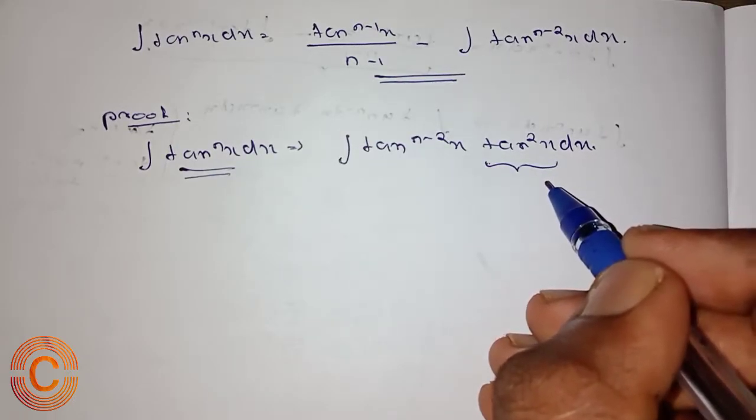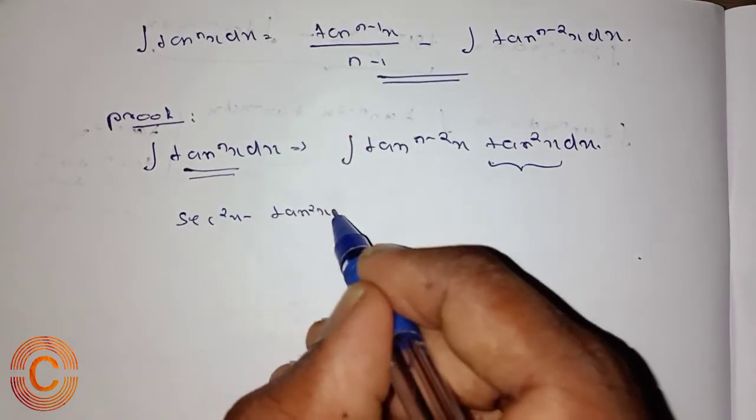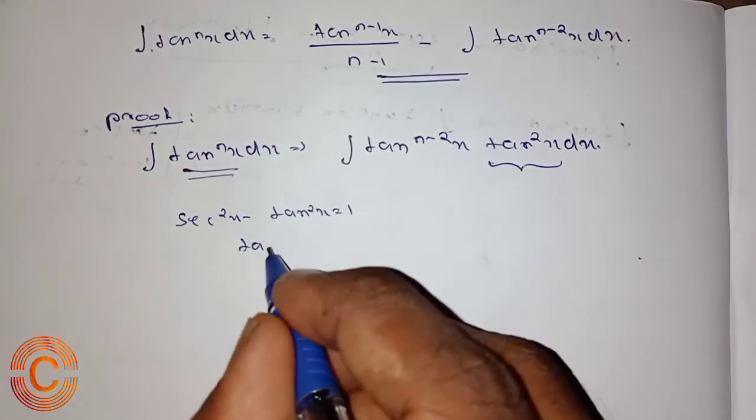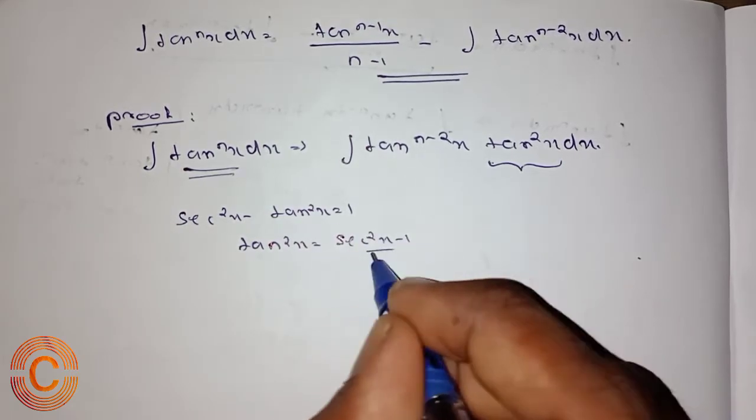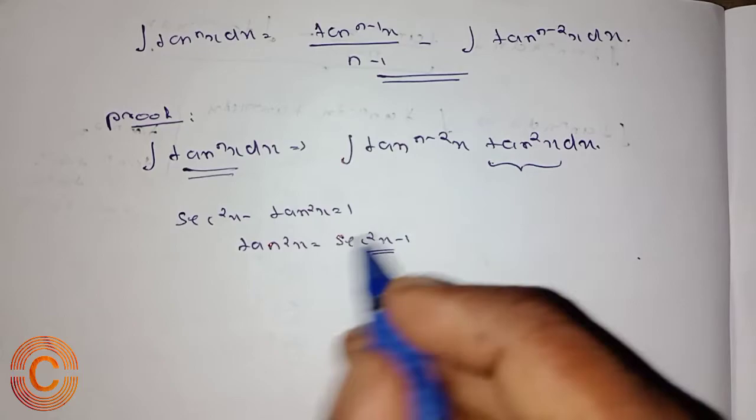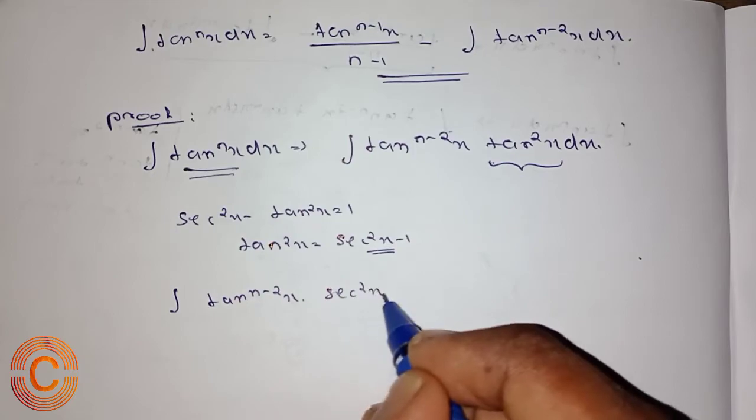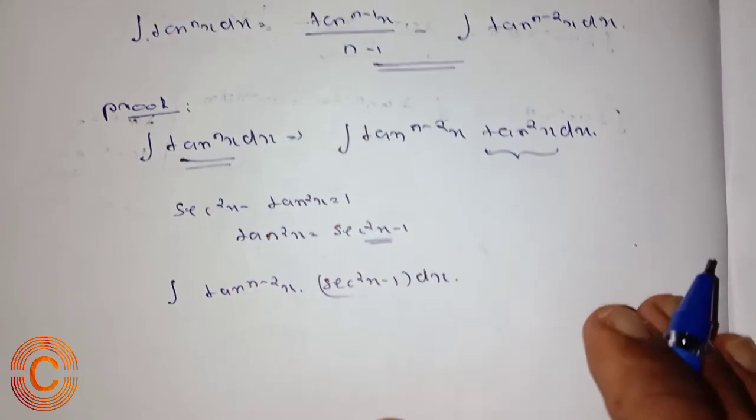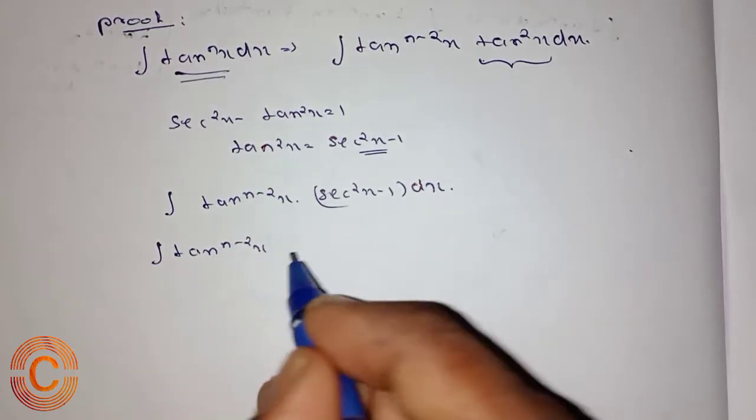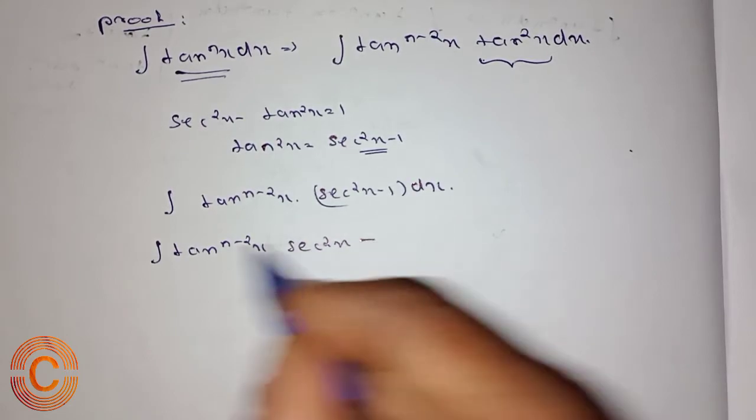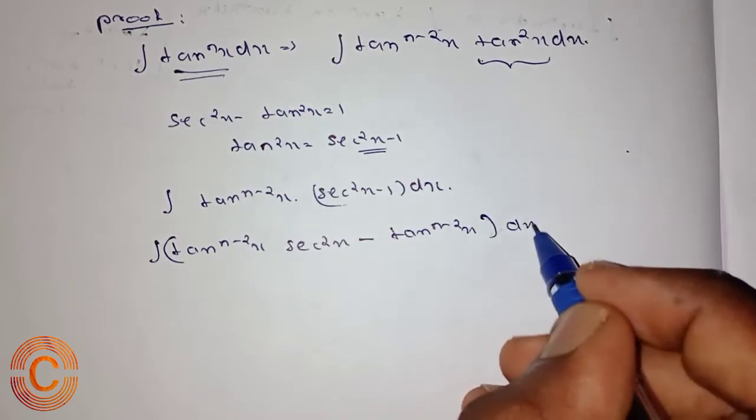So here we can use the trigonometric identity, sec square x minus tan square x equals 1. From here we find that tan square x is equal to sec square x minus 1. Substituting this value, it becomes the integral of tan^(n-2) x into (sec square x minus 1) dx. By opening this bracket, it becomes the integral of tan^(n-2) x into sec square x minus tan^(n-2) x dx.